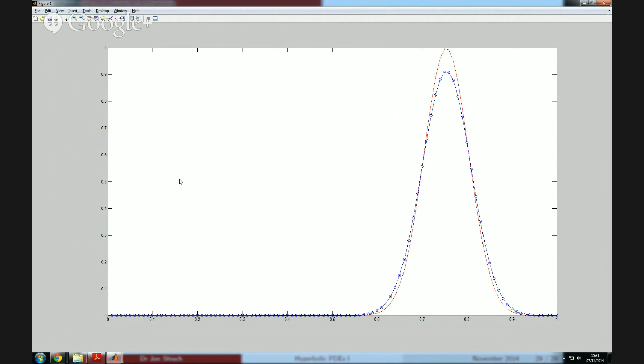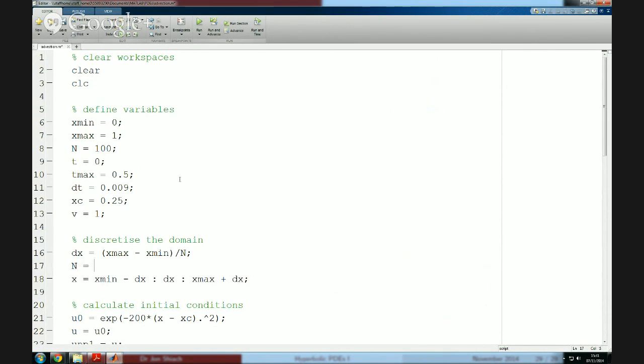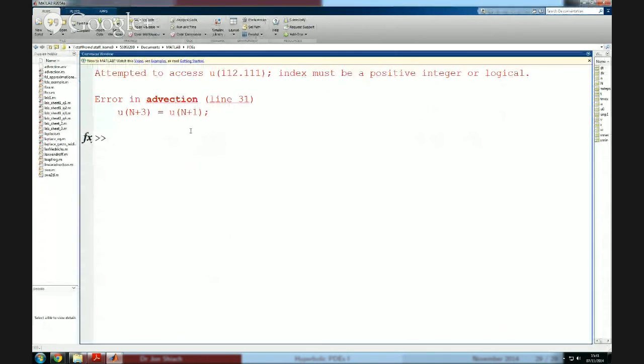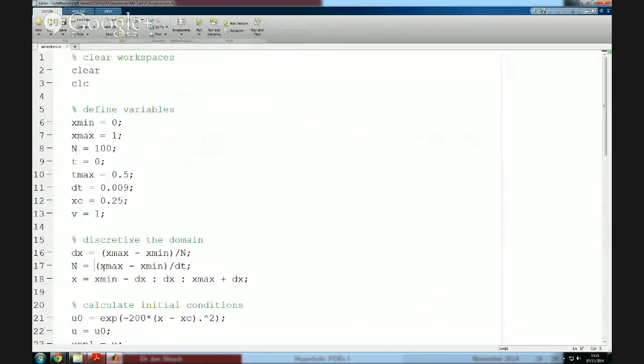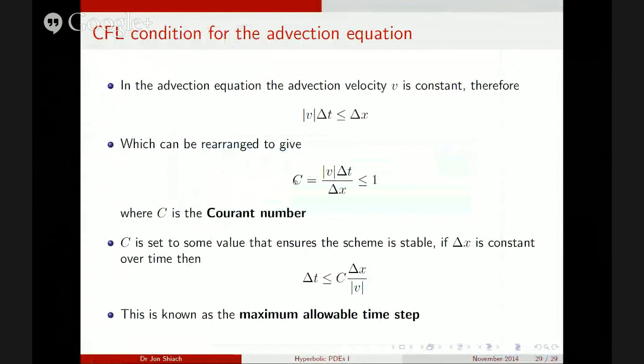Good question. If I say delta x equals delta t, that would mean that my n would be x max minus x min over dt. Let's round that to the nearest integer. Oh, it didn't like something there. I'd have to look into that. But what if, you mean this one? Yeah.